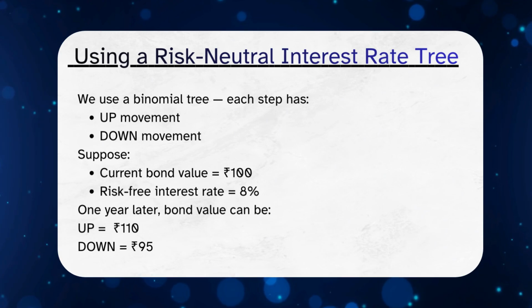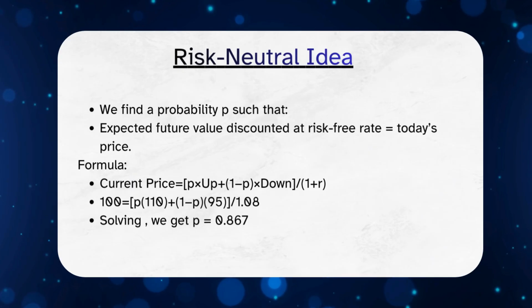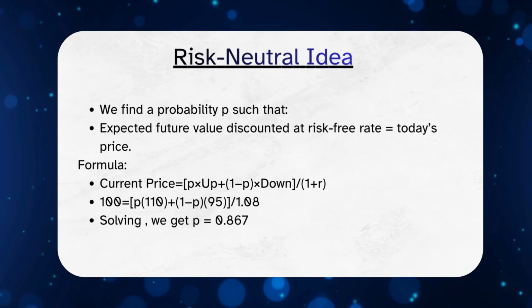We now find a special probability, called the risk-neutral probability, such that when we calculate the expected future value and discount it back at 8%, we get today's price of 100. This probability is not based on real belief. It is calculated so that the model matches the current market price.